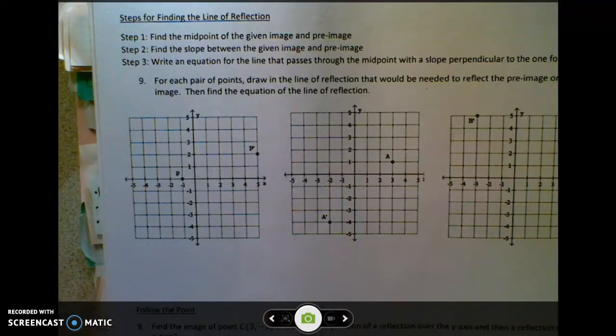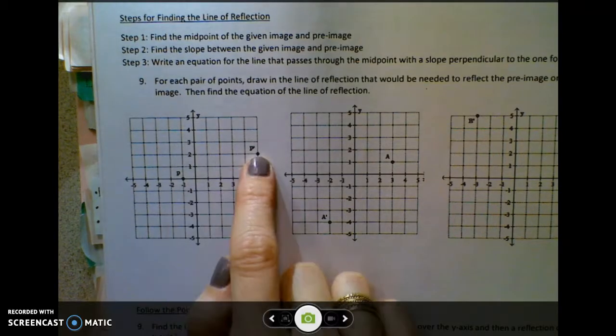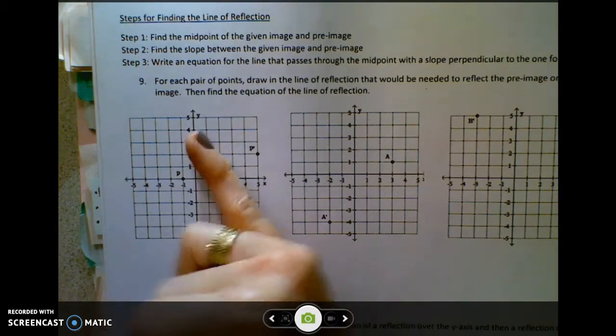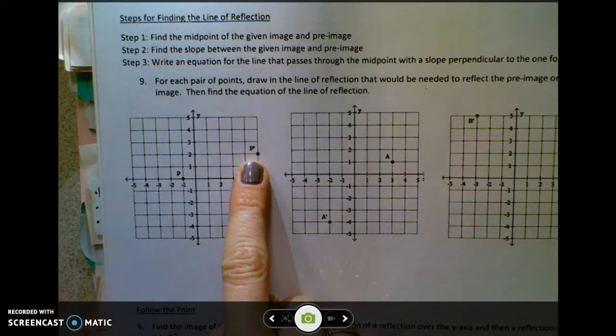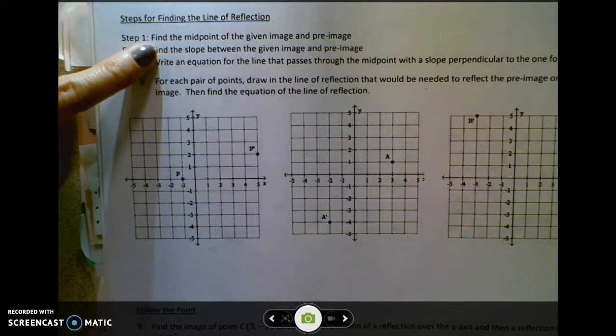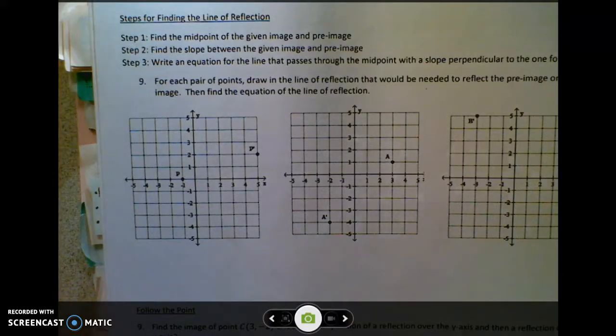Page 122 on your notes, now we're going to be finding the line of reflection. So preimage and image are already graphed. We just need to find what line did we flip over that made us go from here to here. So the first step at the top says find the midpoint of the image and the preimage, because we know it has to go halfway in between.